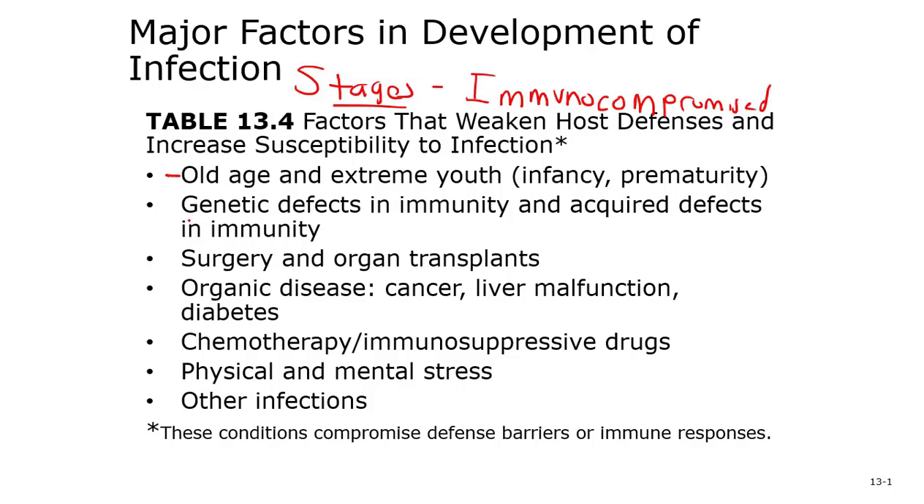Any type of genetic disorder that will affect the immune system, anybody who's recently undergone surgery or an organ transplant will have a weakened immune system. Pretty much anyone with any other type of primary disease like cancer or diabetes could compromise the immune system.